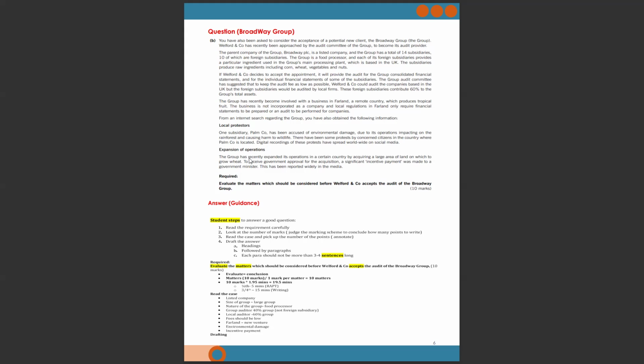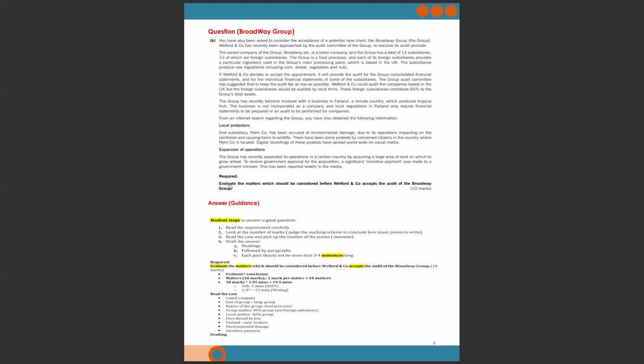Expansion of operation. The group has recently expanded its operation in a certain country by acquiring a large area of land on which to grow wheat. To receive government approval for the acquisition, a significant incentive payment was made to a government minister. What is this? This is a bribe. So again, this point is indicating a negative thing about client integrity. We all know what kind of incentive we pay to the ministers. This has been reported widely in the media, and the news has been circulating all over.